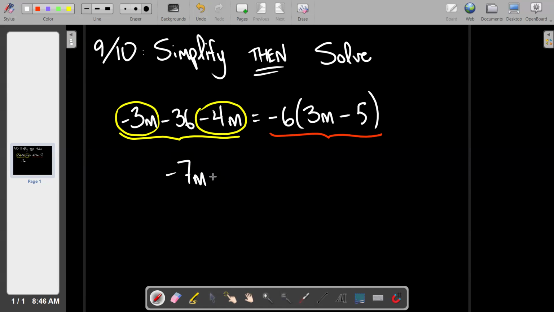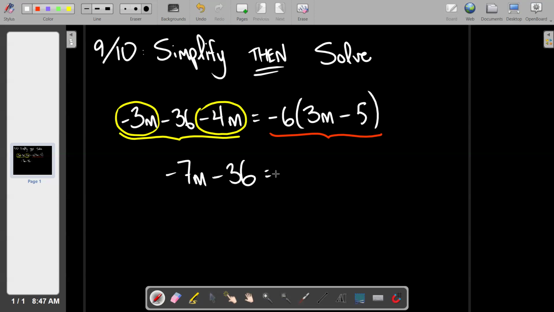-7m. No, you're fine, you added the m's with it. -3 somethings minus 4 somethings just gives you -7 somethings. That's all. And now the left side, we would all agree is done. There's nothing else I can do on the left. Those are not like terms. There's no parentheses, nothing like that.